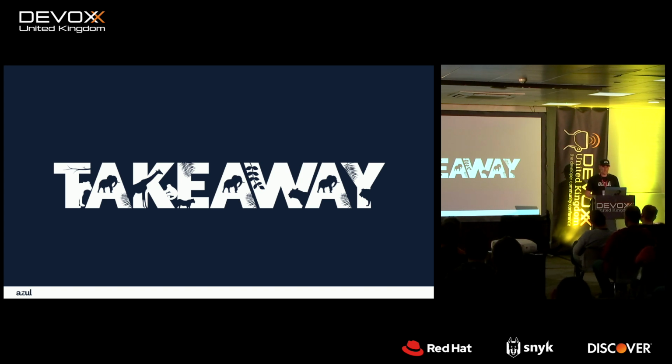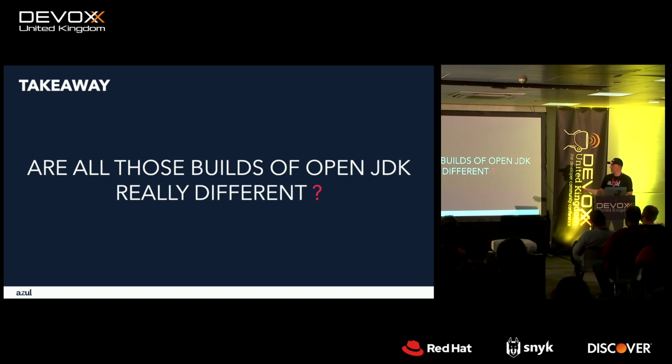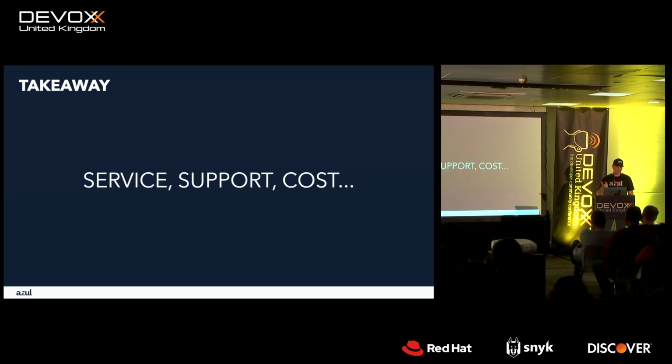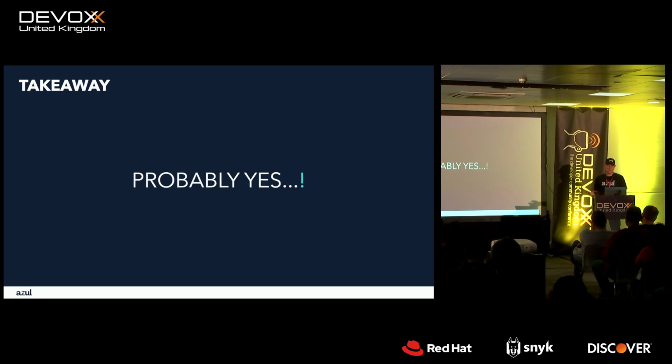Right. So that leads me to the takeaway, and we still have 6 minutes to go. Not bad. Are all those builds of OpenJDK really different? You guessed already, technically, no. It's more or less the same. When it comes to service, support and costs, probably yes. There's a difference between all these things. You saw that in principle it's the same performance. Some have different features that might be useful, like let's say Corretto for Lambdas in AWS. Of course you use that because it solves the problem, right?